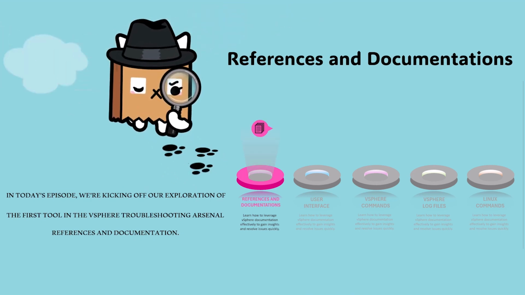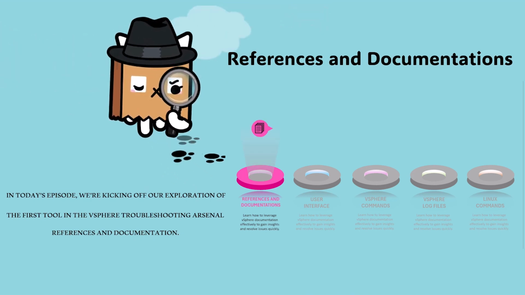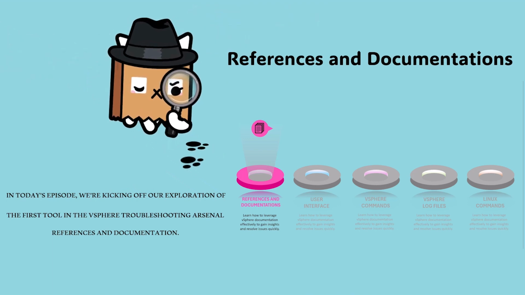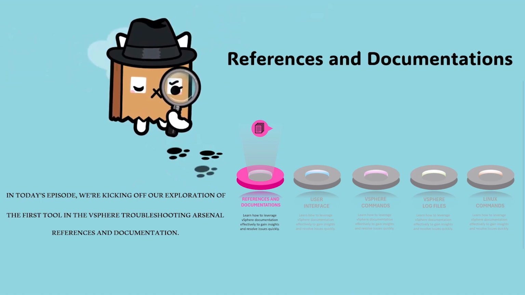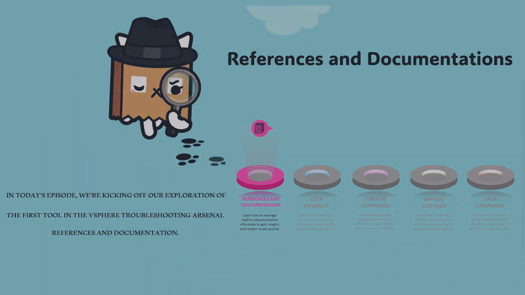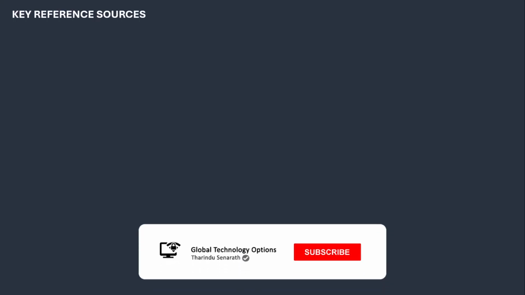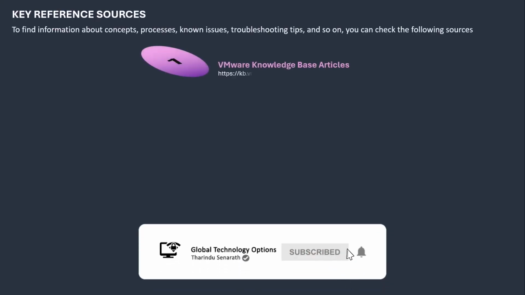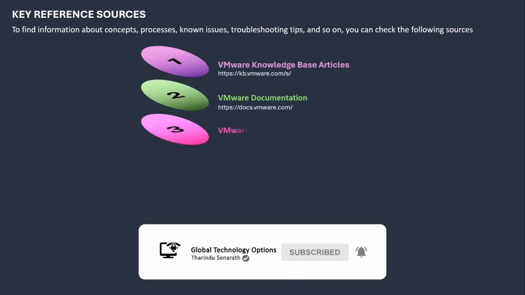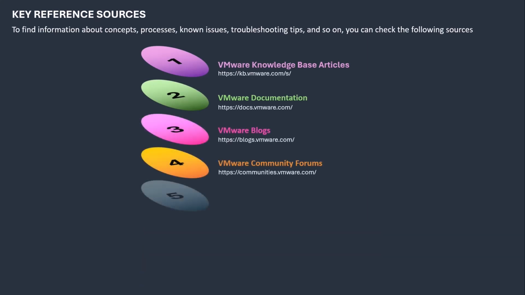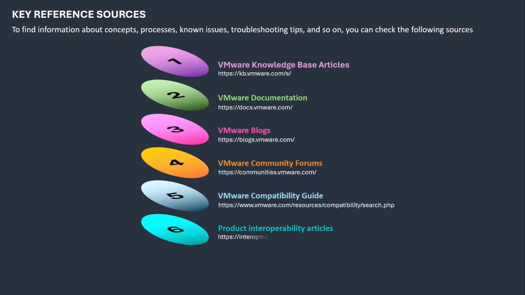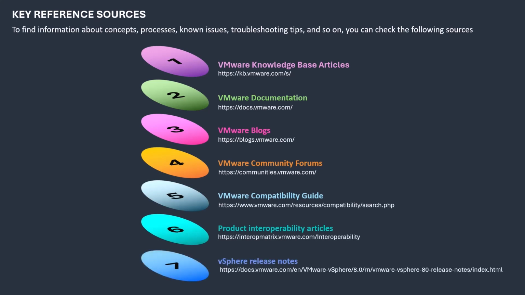In today's episode, we're continuing our exploration of the first tool in the vSphere Troubleshooting Toolkit. It is References and Documentation. To uncover insights about concepts, processes, known issues, and troubleshooting tips, let's take a closer look at some of the key reference sources available to us. Mainly, we have 7 reference sources. Let's discuss them one by one.